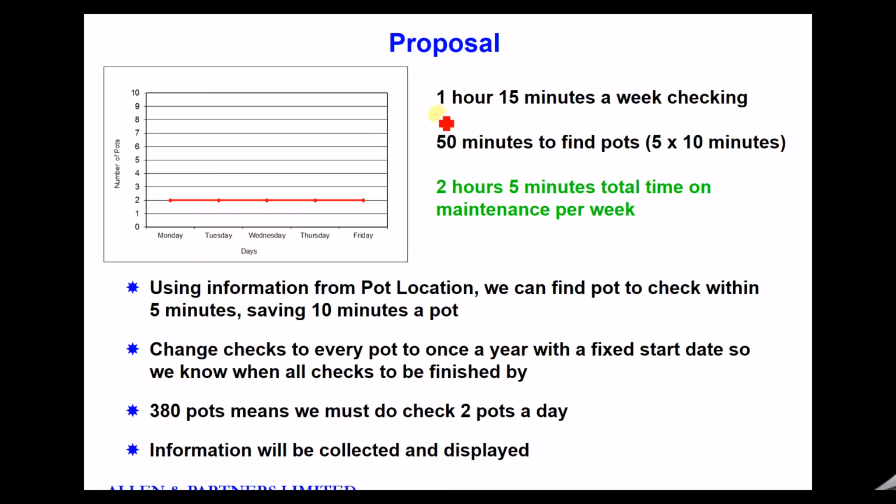So now look, straight away we know we're going to spend an hour and 15 minutes. It seems that at the moment, it's taking 50 minutes to find the pots. Much better than what it was taking before. Still not brilliant, but we've got pot location information. And as it says there, we're saving 10 minutes a pot. So this is the current proposal. If we've got 380 pots, we've got to do 2 pots a day, and that's the way that we're going to do this. And then you can manage the resources so much more easily.